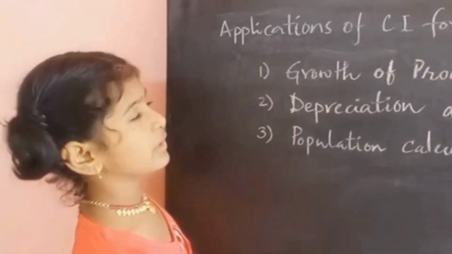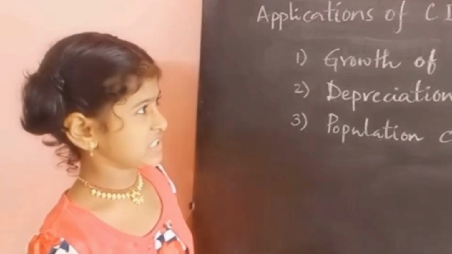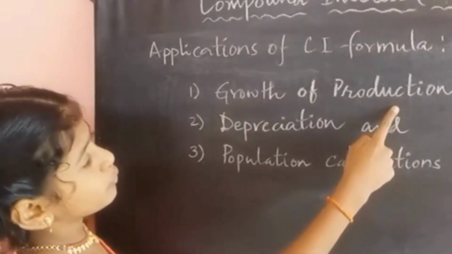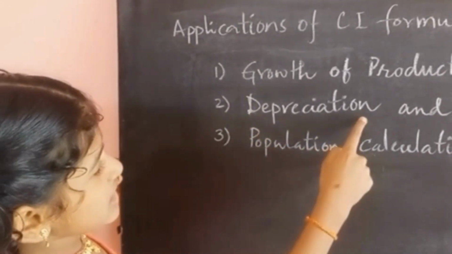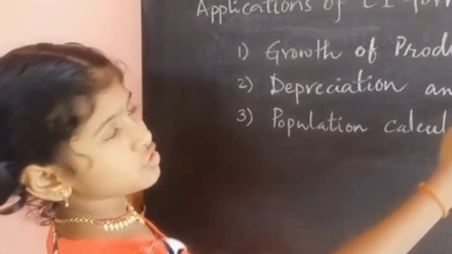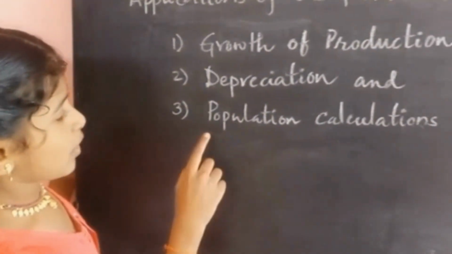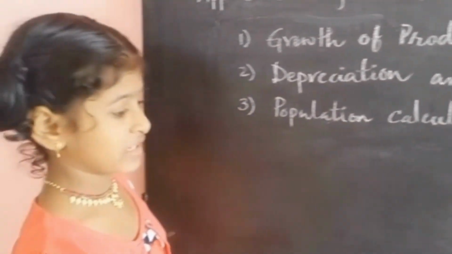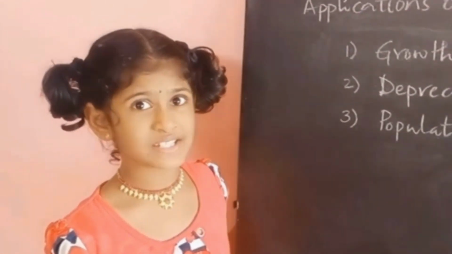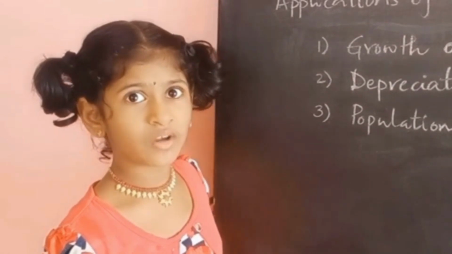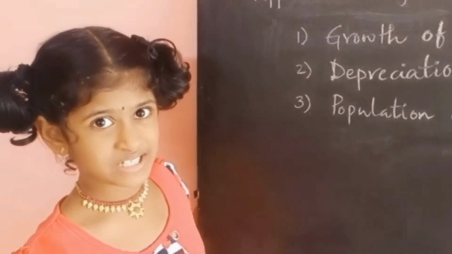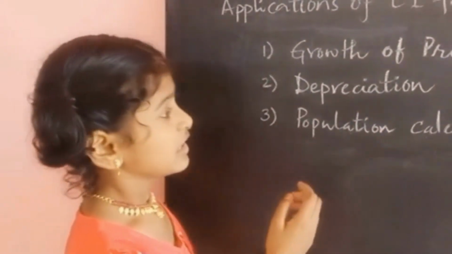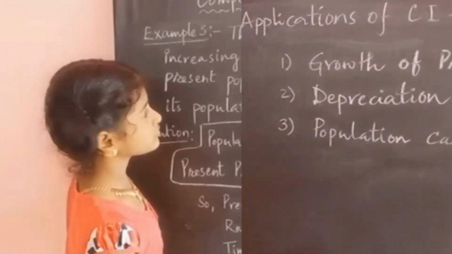Applications of compound interest formula. The compound interest formula can be used in many ways: growth of production in industries, depreciation of cost of articles, population calculations like population of one city, one town, or one state, or one country, etc. Let us see with an example.